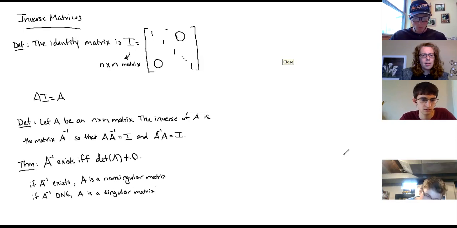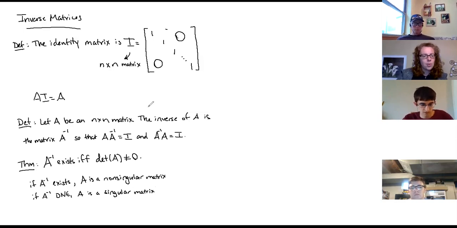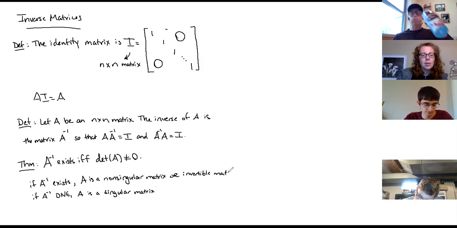Non-singular equals invertible, not non-invertible. So they're opposites. Non-singular means invertible. Singular means non-invertible. So this would be a non-singular matrix or invertible matrix, and a singular matrix or non-invertible matrix.